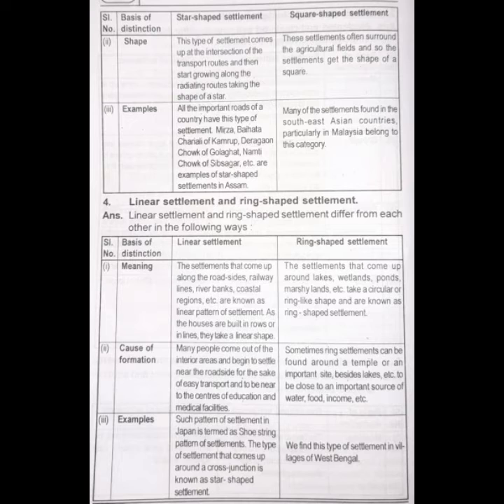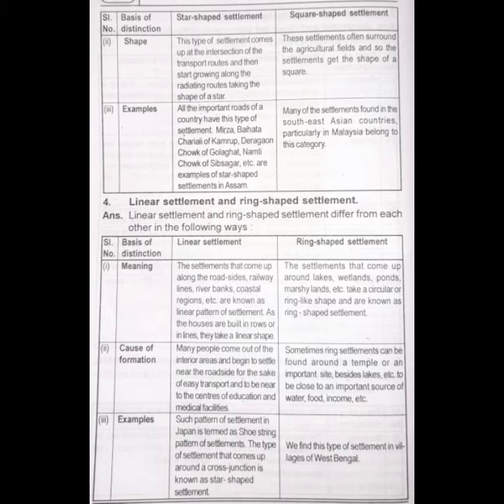Mirza, Baihata Chariali of Kamrup, Dergaon and Chowk of Golaghat, Namti Chowk of Sivasagar, etc. are some of the common examples of star-shaped settlements in Assam. Next, in square-shaped settlement, many of the settlements found in the Southeast Asian countries, particularly in Malaysia, belong to this category. Next is the differences between linear settlement and ring-shaped settlement.